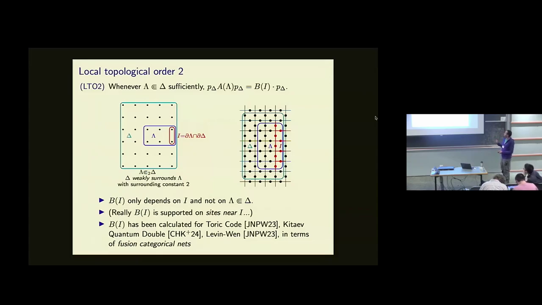There's some operator algebra, B of I, which really only depends on the boundary and not on lambda containing lambda inside delta. As long as lambda goes far enough out and delta goes far enough out surrounding it, for finite regions, you're going to get the same algebra. This is a sketchy definition of it. In the paper, LTO2 is really 3 conditions, LTO2, LTO3, and LTO4, that are stated rigorously mathematically, but this is just the main idea. Okay? And yes?